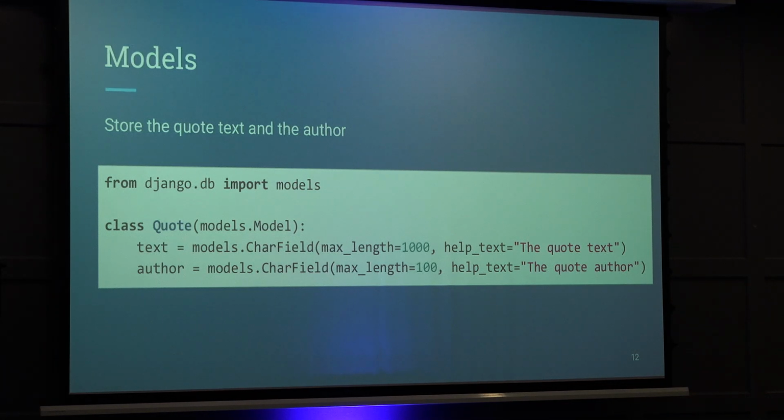So in terms of the models, it's quite simple. In Django, you create a model, which then corresponds to a database table, and then inside the model, the fields are fields inside the database table. So we have text and author.